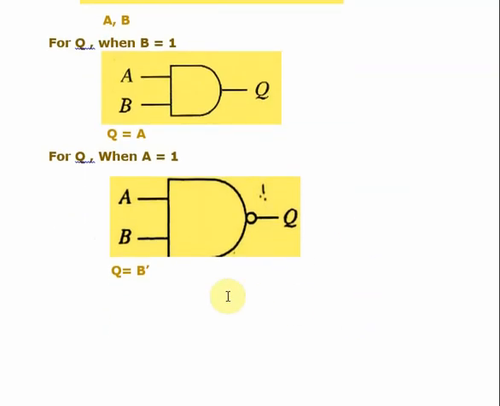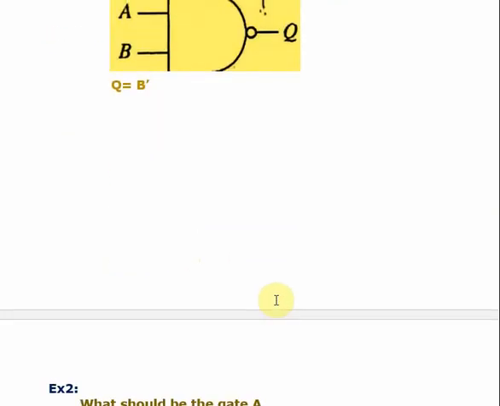Therefore Q is equal to B bar. So remember, sometimes this way is also possible. This is also equivalent to B bar here. This symbol also you can use, but most of the time the B bar will be used, but this is also possible.